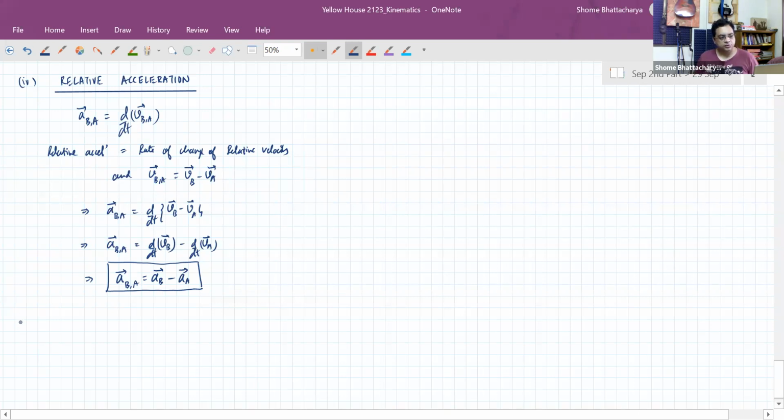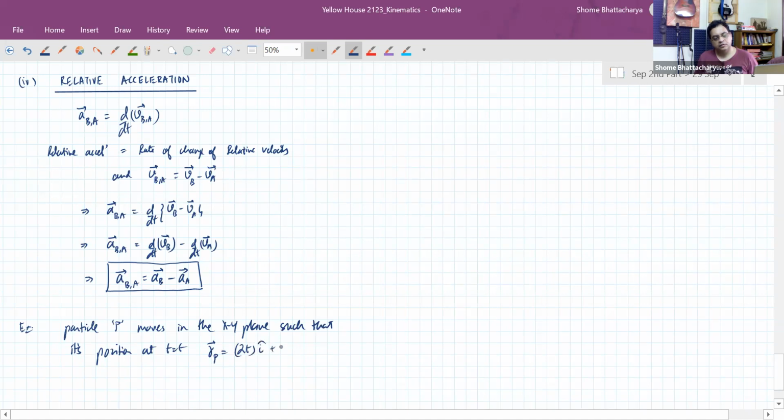Okay, so now for example, suppose we have a situation like this, that the particle P moves in the xy plane such that its position at time t is given by 2t i cap plus t square j cap, where position is in meters and time is in seconds.